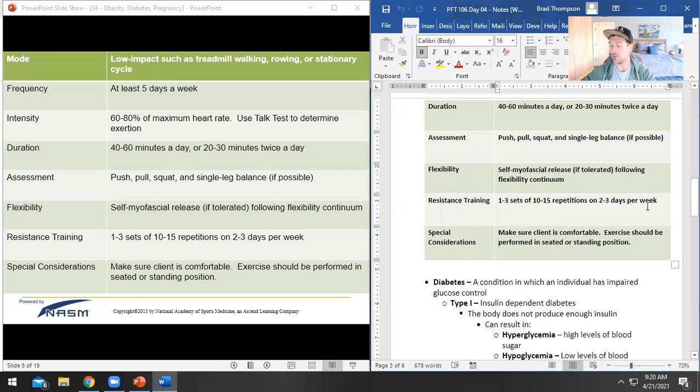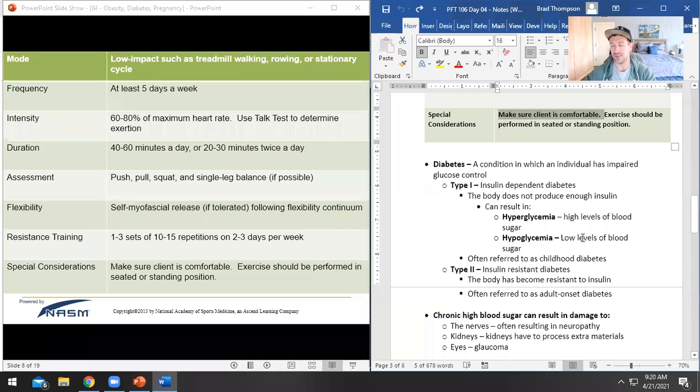For resistance training, pretty classic stabilization style stuff here. 1 to 3 sets, 10 to 15 repetitions, about 2 to 3 days per week. Really nothing fancy there. But special considerations, please make sure that your client is comfortable. We want them to build a positive relationship with the gym and with working out. If you are putting your client in uncomfortable situations, they might start to draw negative associations with the gym, and then they'll stop coming, and that's definitely not something we want to see.